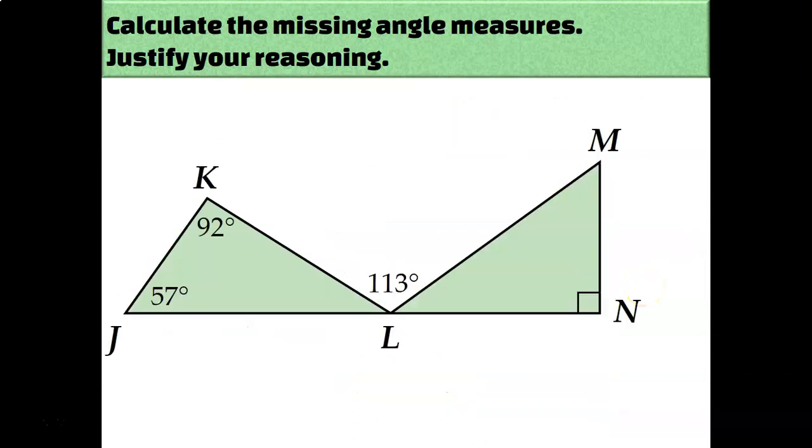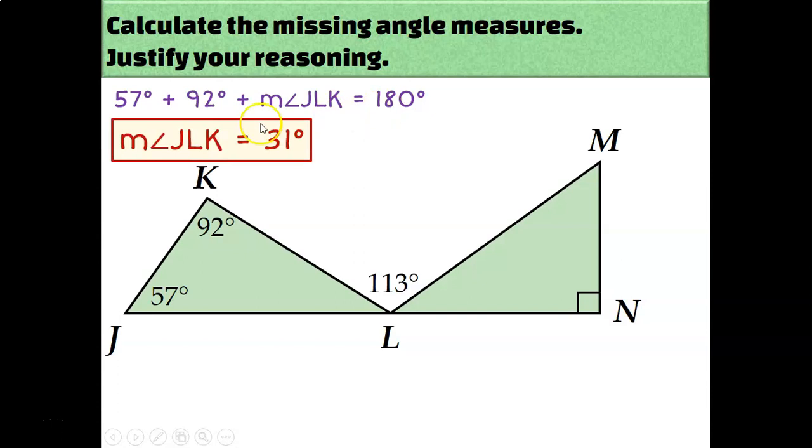Let's try another one. Again, we're going to combine the things we're learning today with the Triangle Sum Theorem and the corollary to the Triangle Sum Theorem with some other angle relationships that we learned earlier this year. The first thing I notice is that in triangle JKL, I know 2 of the 3 angles inside of that triangle. And the Triangle Sum Theorem tells me I can add up all 3 of those angles, so 57 plus 92 plus the measure of angle JLK, and set that equal to 180 degrees, which means the measure of angle JLK would have to be 31 degrees by the Triangle Sum Theorem.